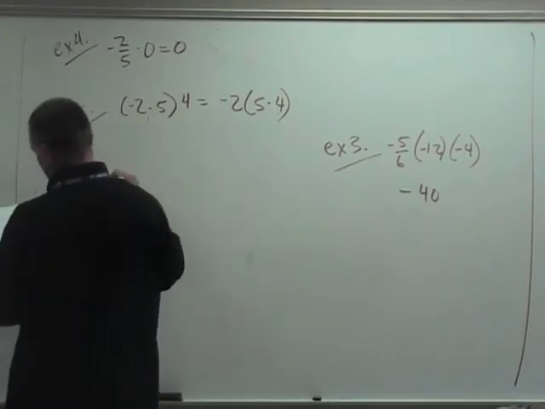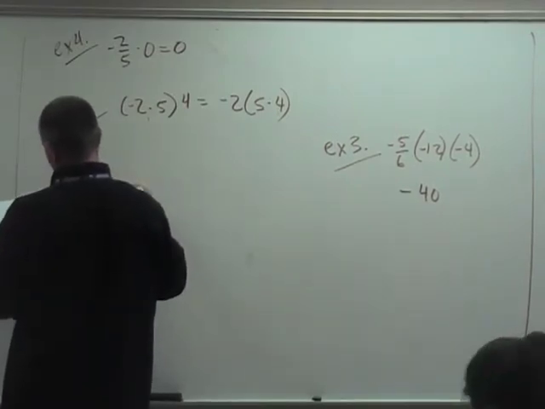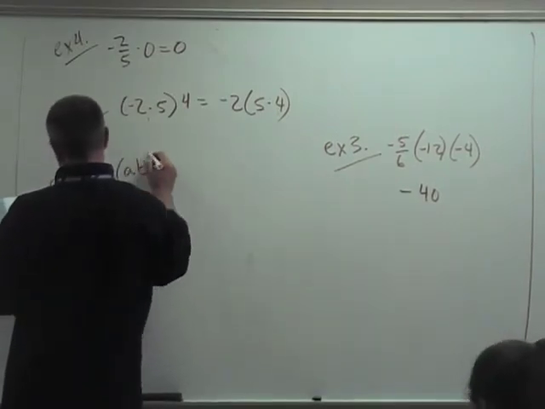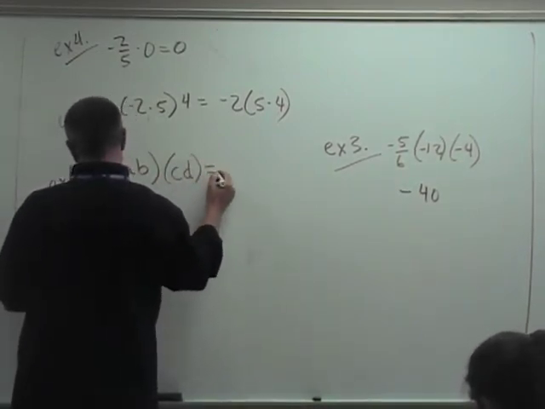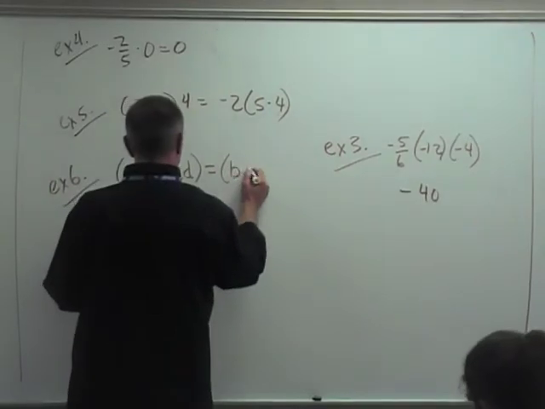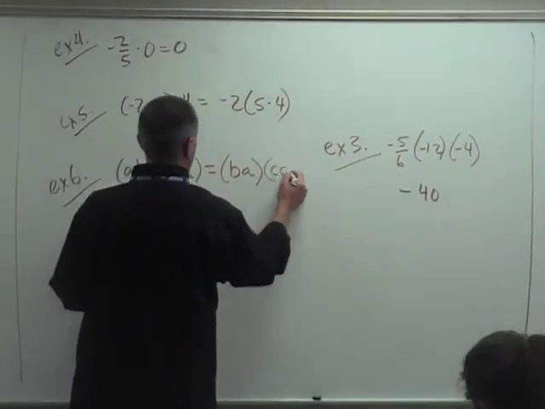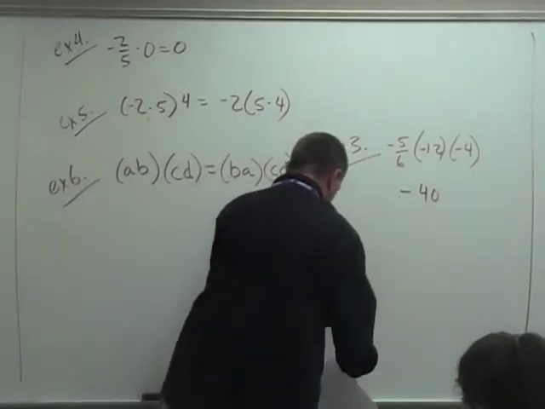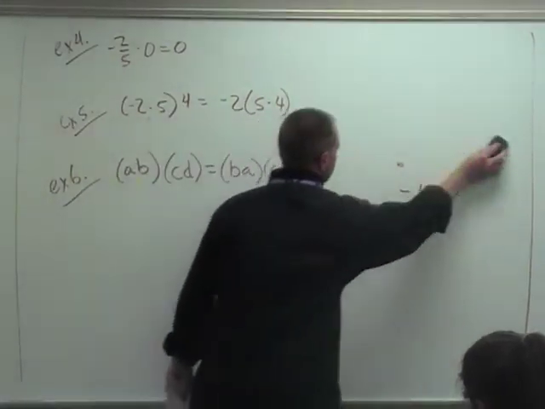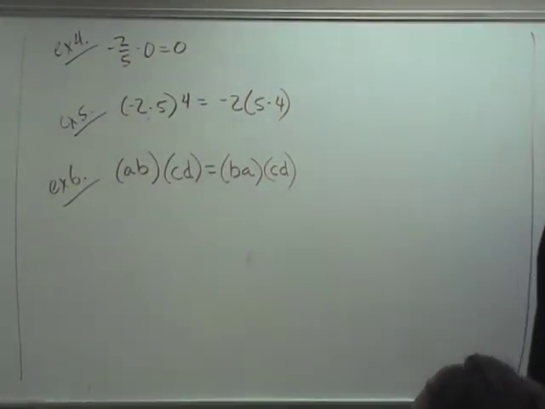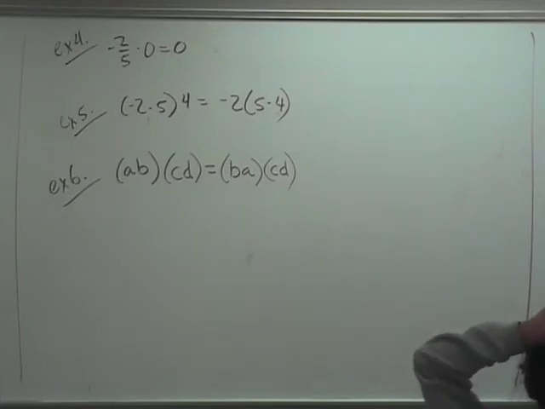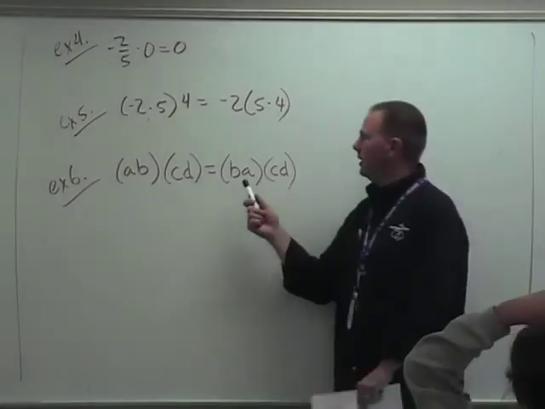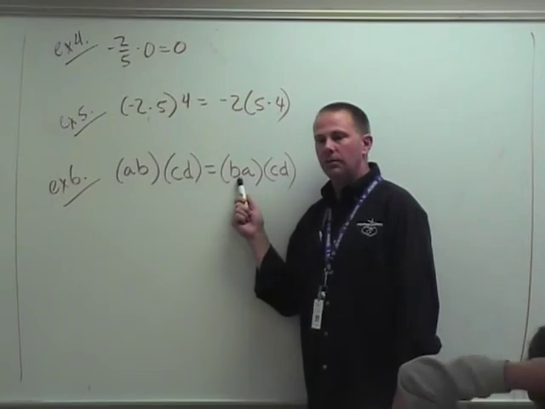Example 6. (AB) times (CD) equals (BA) times (CD). Fine. Commutative property of multiplication. Yep, the only thing that changed is the order.